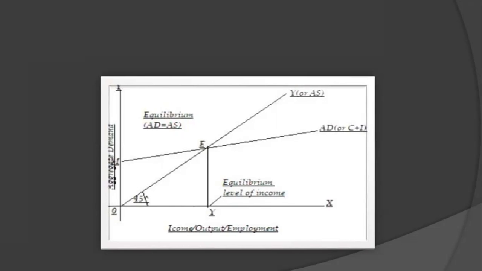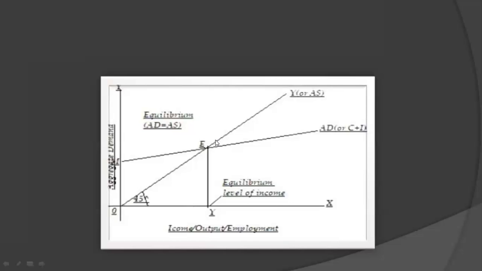After that, if we take the income as 400, consumption as 360, and saving as plus 40, okay? And investment is 40. So what is the total? The total AD equals 400 and AS equals 400. This is the position where AD equals AS.